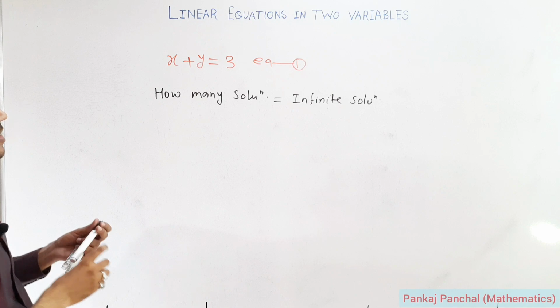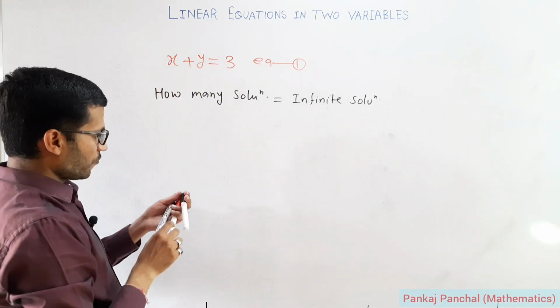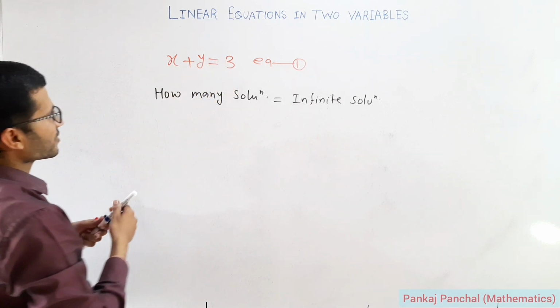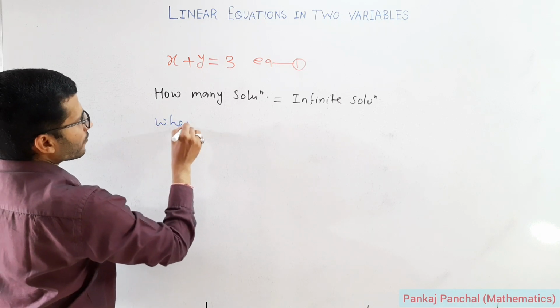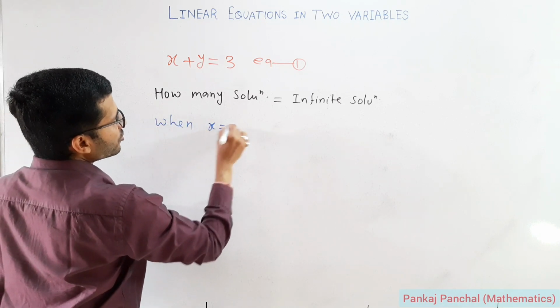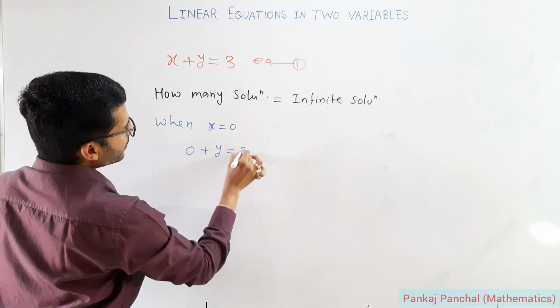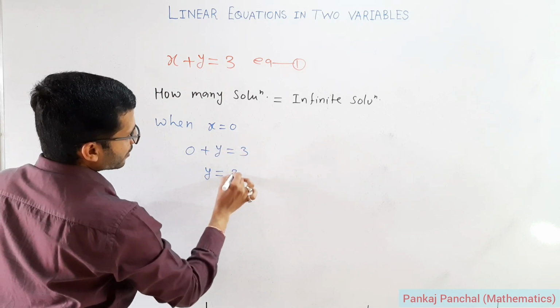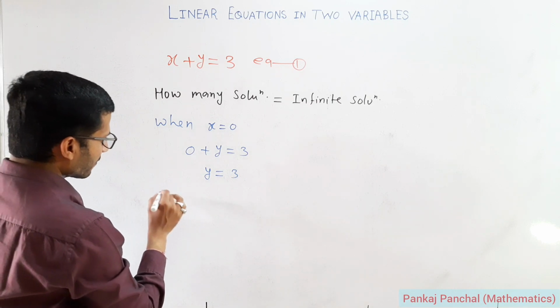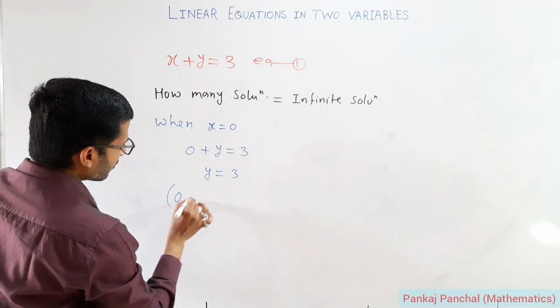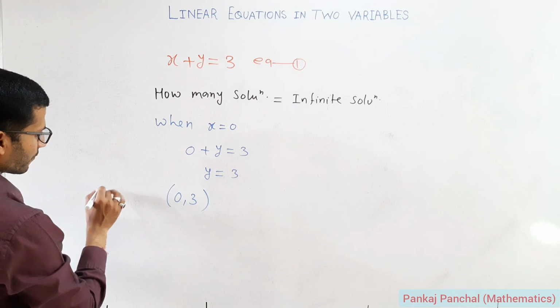Why? Because we can put one value from our side. When we put x is equals to 0, that time it gives 0 plus y is equals to 3. It means y is equals to 3. So one solution is there, that is (0, 3). This is the one solution.